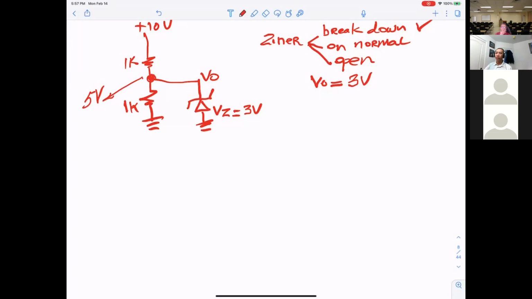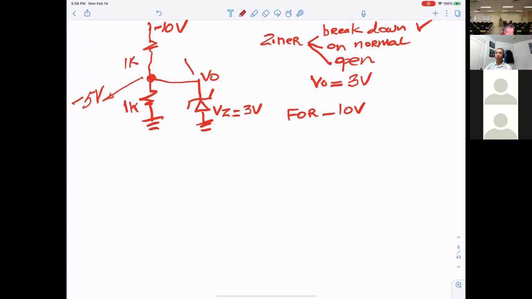Is that correct? Yes, sir. Okay. Now I change this one, still 1K. However, the input is minus 10 volts. Same thing. What happens to the zener? It will act like a normal diode. Okay, for minus 10 volts, if you calculate without the zener, you get minus 5 volts.